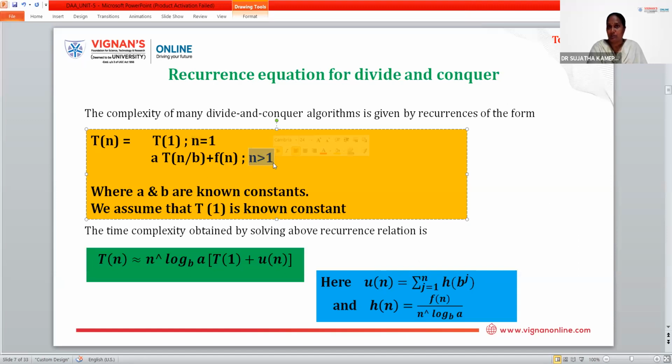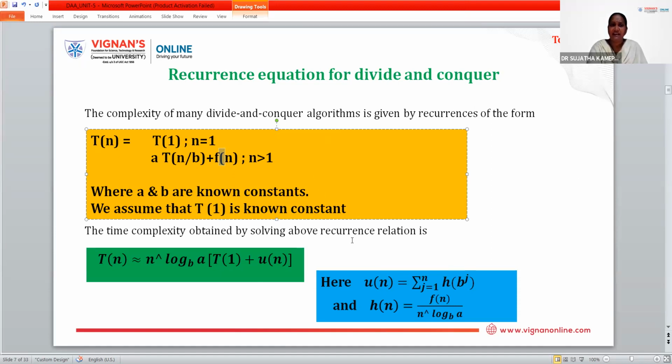When n is greater than 1, the problem is a complex problem, not the smallest problem. In that case, the time complexity can be expressed in terms of the time complexity of its subproblems. Here a and b are constants. And T of 1 is assumed to be a small constant, which is the time required for solving the smallest subproblem. Here f of n is a function in n, which represents the time complexity for dividing the problem and for conquering the solutions.